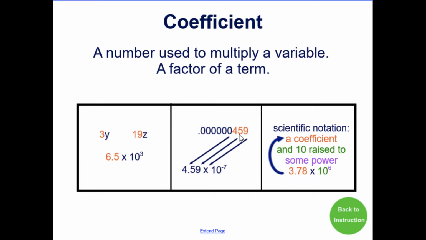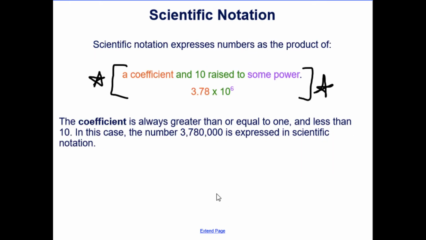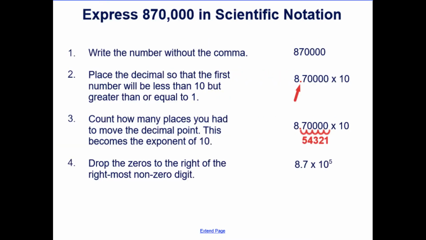And your coefficient is always non-zero numbers. In scientific notation, more specifically, the coefficient is always greater than or equal to 1, but less than 10. So here, in this case, the number 3,780,000 is expressed in scientific notation. Now, there's an easy way to convert between standard form and scientific notation. You can follow these 4 steps every time.